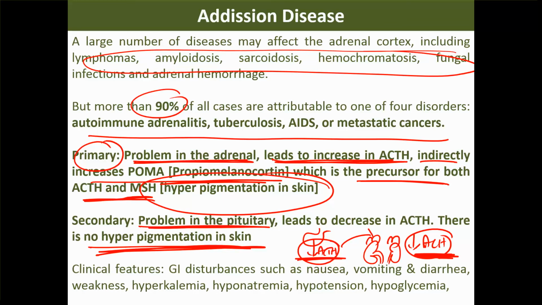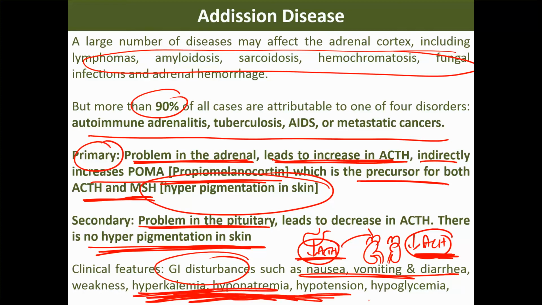So what are the other clinical features? They have GI disturbances like nausea, vomiting, diarrhea, and the most important thing is electrolyte imbalance, hyperkalemia and hyponatremia, which leads to hypotension and hypoglycemia. They also end up with severe shock, and cardiac problems come because of the hyperkalemia.